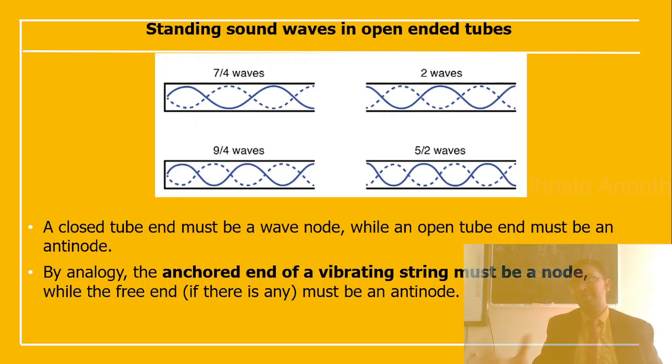Okay, so the closed end of the tube must be a node, while the open end must be an antinode. Antinode means maximum amplitude. Node means minimum amplitude. Okay, so the anchored end of the vibrating string must be a node, while the free end would be an antinode.